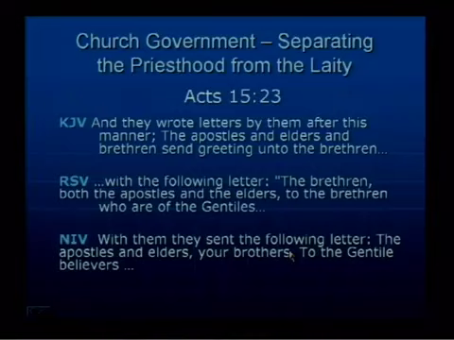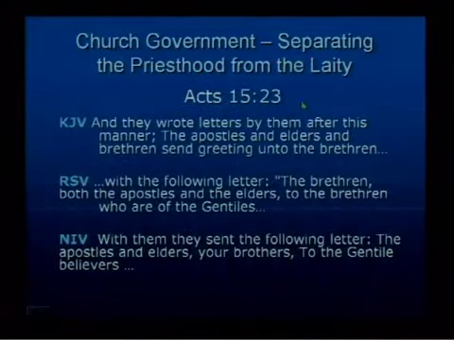And this is a bomber. I want you all to take note of this text, everyone sitting here. This text is very important for you, and it's incredibly important for me. The whole church government is changed in Acts 15, verse 23. The King James: and they wrote letters by them after this manner. The apostles and elders and brethren send greetings unto the brethren. Okay? Who sends these greetings and this information? The apostles, the elders, and the brethren send out the first apostolic letter to the churches.